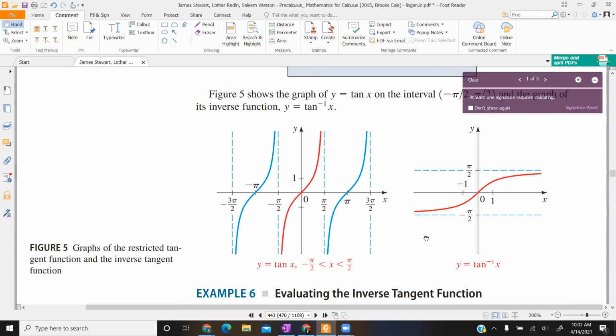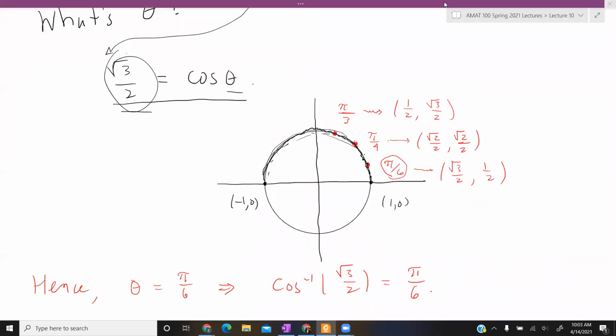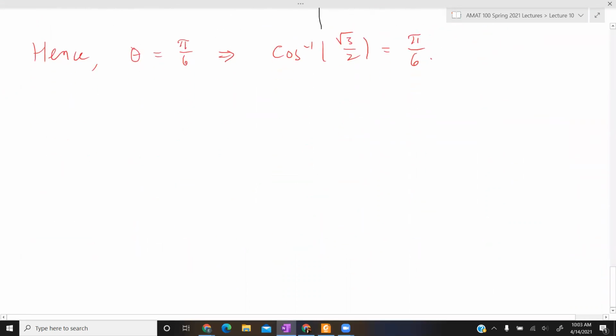And if we look at the graph of tan x, we're basically looking at this part of the graph. When we restrict the domain to -pi over 2 to pi over 2, we're just looking at this piece, and if you reflect it, you'll get the graph of the inverse function. So that's what the graph of the inverse function looks like right there. Let's do example 6 quickly, and then we'll call it a day.